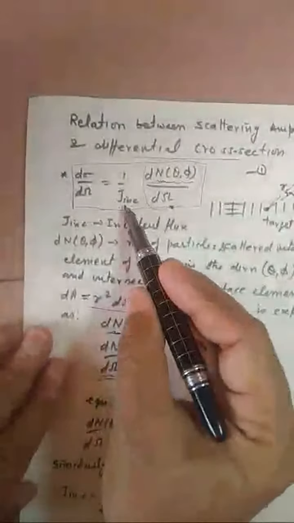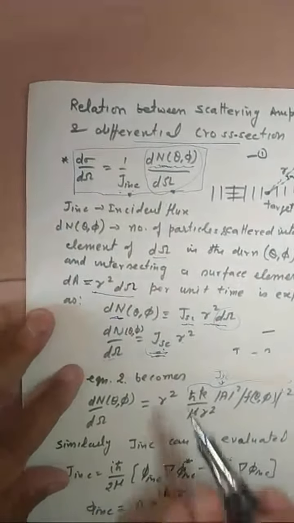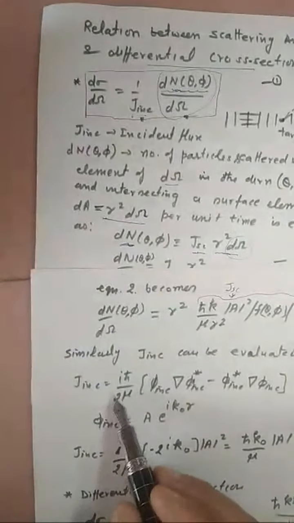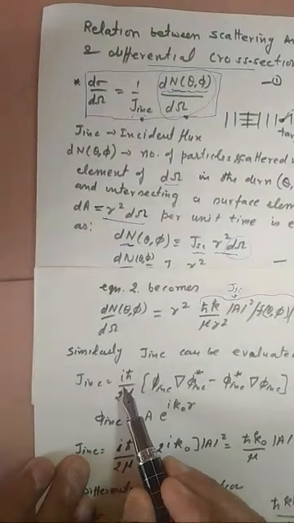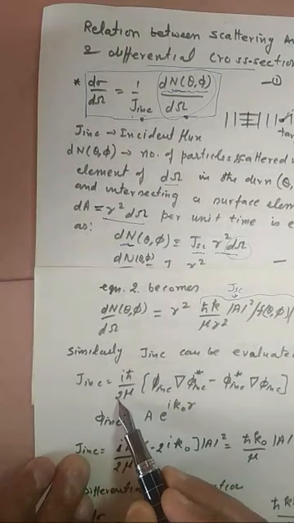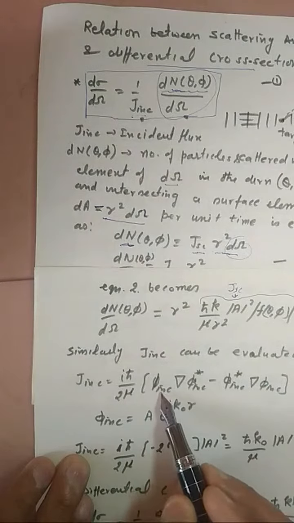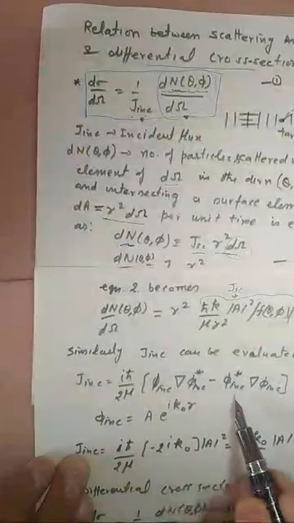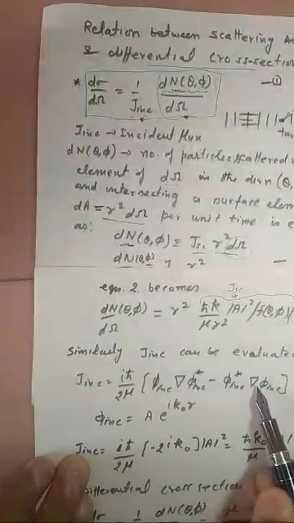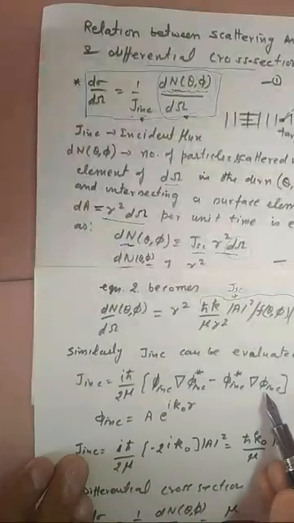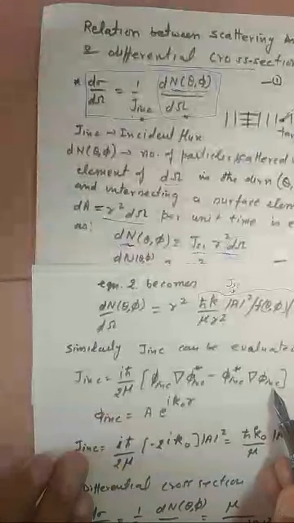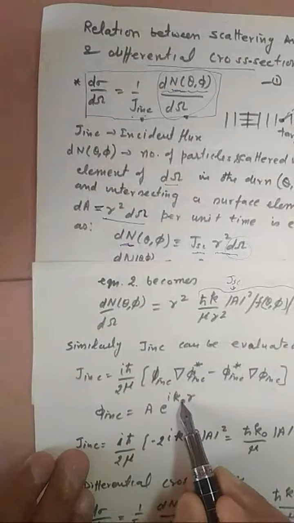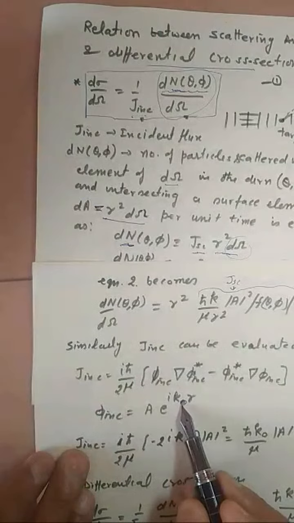Now we are left with one term, the incident flux. We will solve it in a similar fashion. The incident flux density J incidence we write in a similar fashion: iota h cross by 2 mu, bracket, phi incident, the wave function for the incident plane wave, gradient of phi incident, minus the complex conjugate of the incident function into the gradient of the incident wave function. And we write k naught for the incident wave vector.